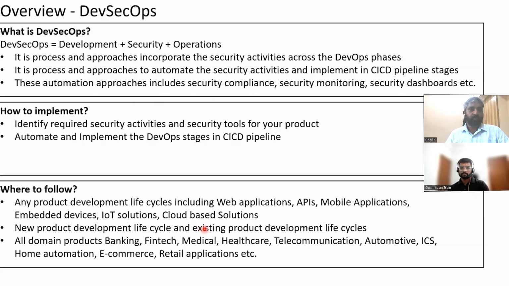First, the overview. What is DevSecOps? We know DevSecOps is development, security, operations. The security activities we need to incorporate with the development phases as well as the operations phases in the DevOps methodology. Basically, it's a process and approach to incorporate security activities across the DevOps phases. It is also a process and approach to automate the security activities and implement security automation in the CI/CD pipeline stages. These automations and approaches include security compliance, security monitoring, security dashboard, security testing, etc.